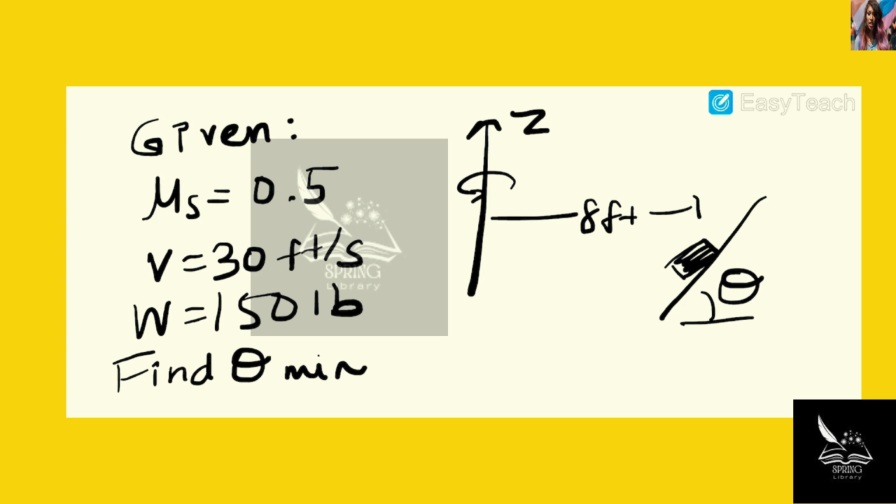So what we're asked to solve for is the minimum angle at which, or the smallest angle at which, the man would start to slip off. And the way we're going to be doing this is by using free body diagrams, Newton's second law, and by using our knowledge of normal and tangential motion. So what we're going to do first is draw a free body diagram of the man.